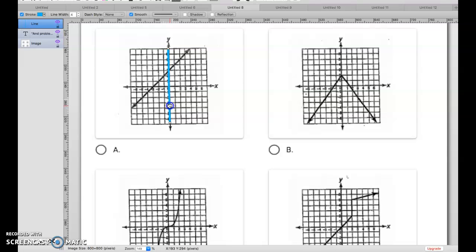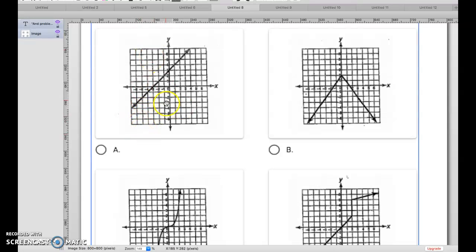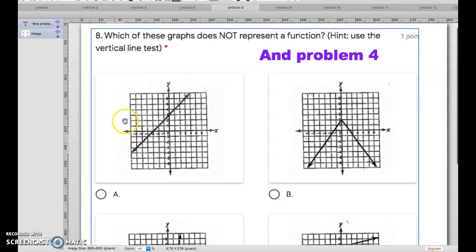Same thing, it goes through the blue vertical line only once. Okay, so you can tell that anywhere I put a vertical line in this graph, my line will only hit that vertical line once, which means that this is a function.